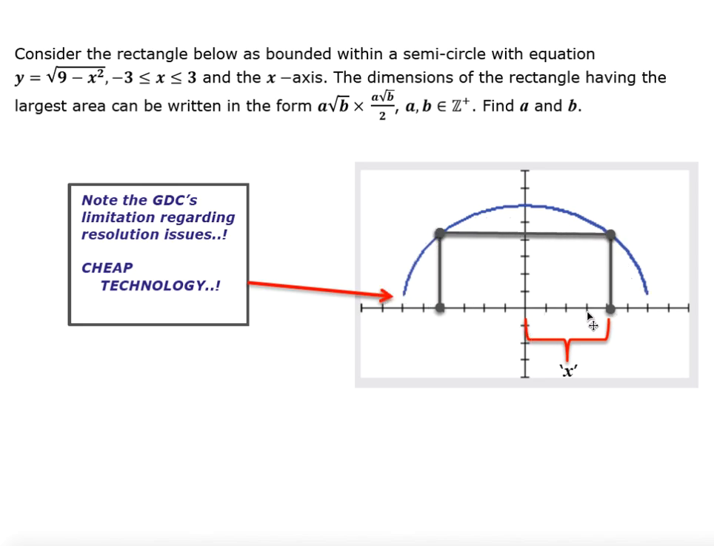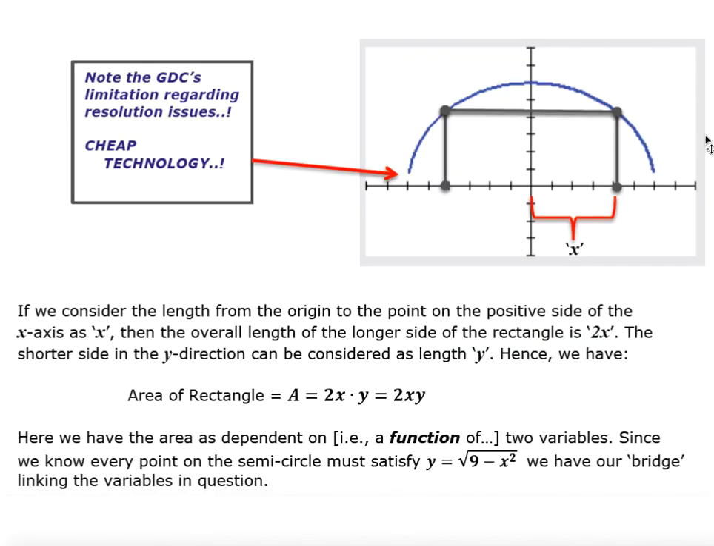I'm going to call this value here x, and you have some choice there in terms of labeling. You could call the whole side x and call this y, but I'm going to call this x, which makes the whole length here 2x, all right? So that's pretty clearly described to you here. You can have a read.